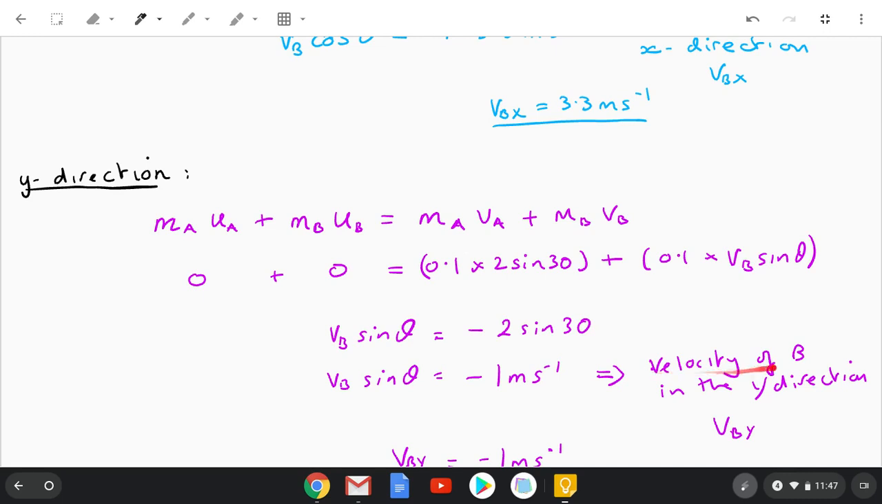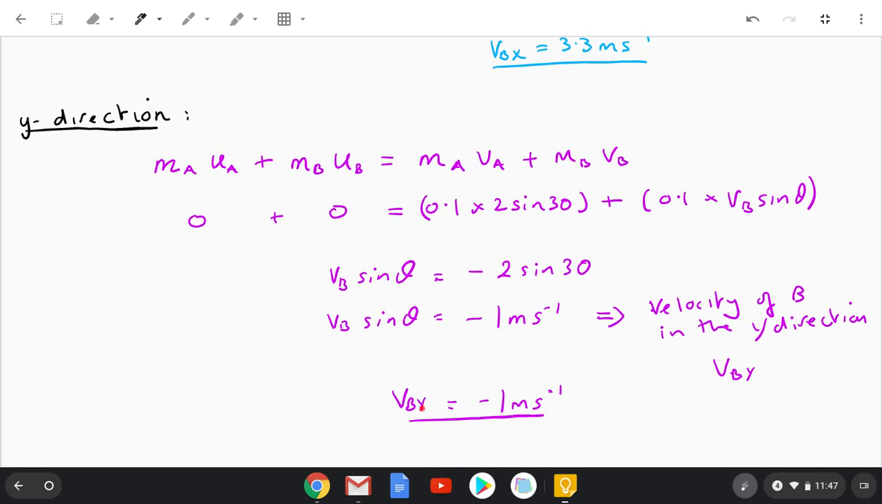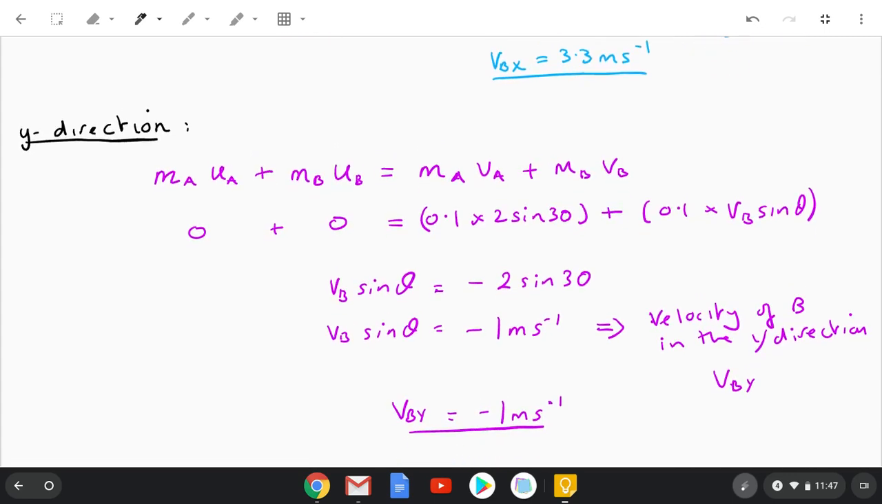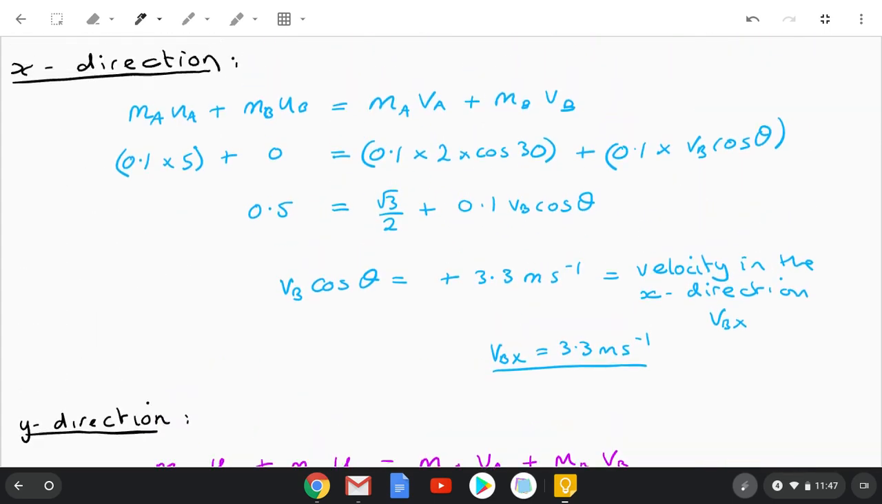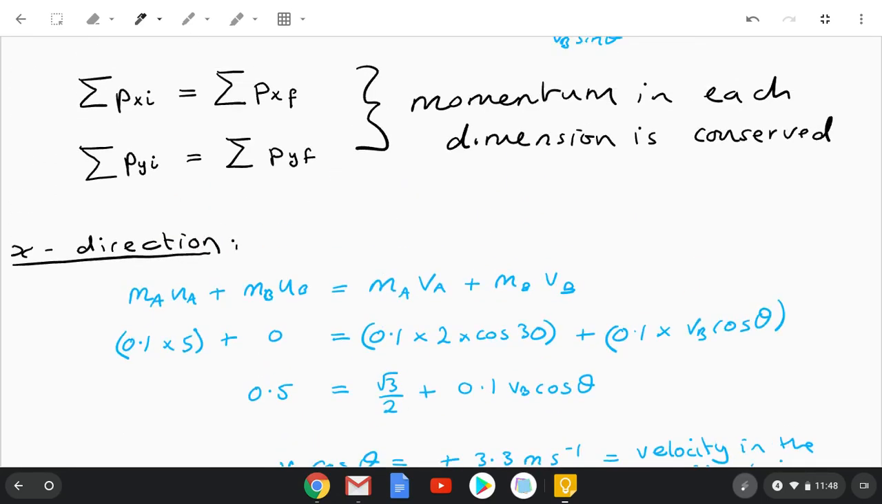Now that is the velocity of B in the y direction. We're just going to call that VBY. So the velocity of B in the y direction after the collision is minus 1 meters per second. Now, you're possibly wondering, why am I going down this route? Why am I splitting into x and y?